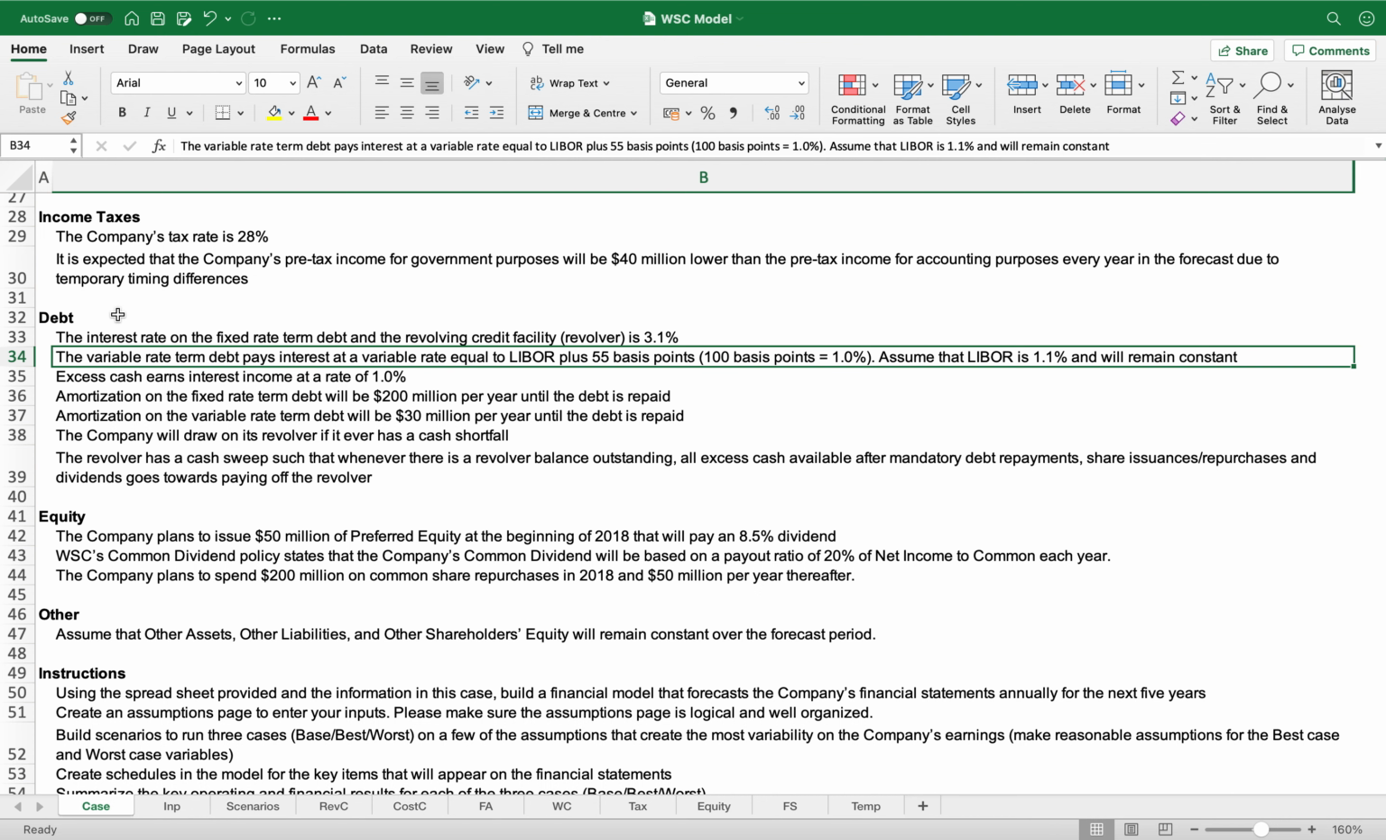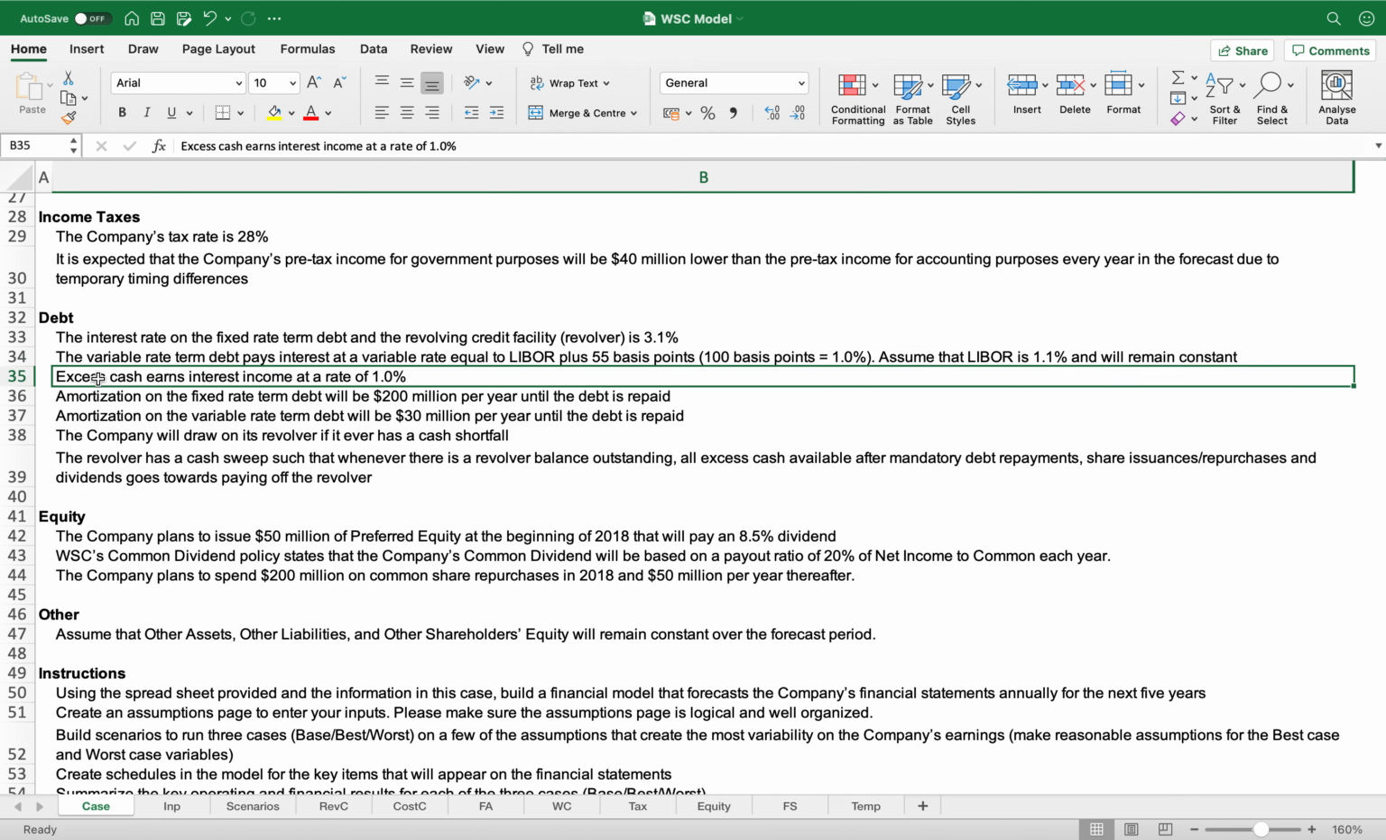The case study further says that assume that the LIBOR is 1.1% and will remain constant. So if the LIBOR is 1.1%, what is my total variable interest rate? Is it 1.1% only? No, it is 1.1% plus 0.55%. All right, so we'll see that computation.